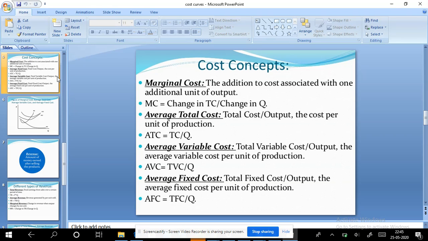And then average variable cost means total variable cost divided by output. That means whatever variable cost we are incurring, divided by output, is called average variable cost. And then average fixed cost means total fixed cost divided by output.